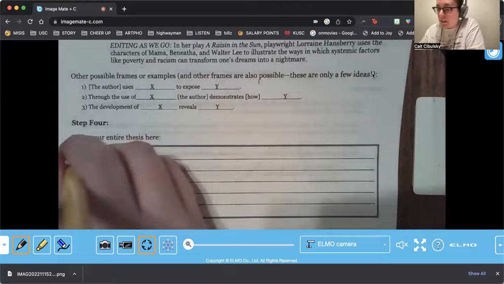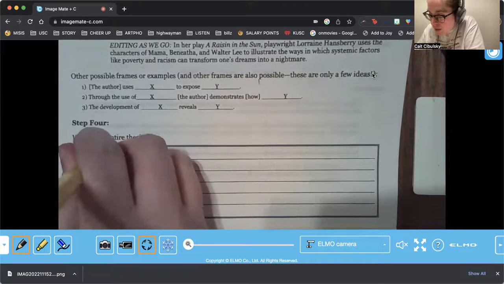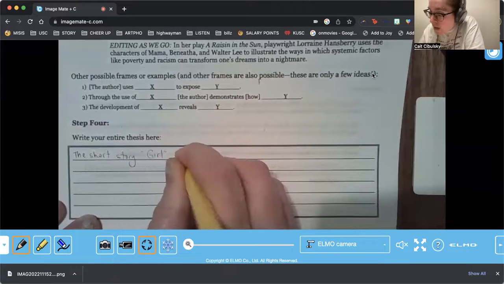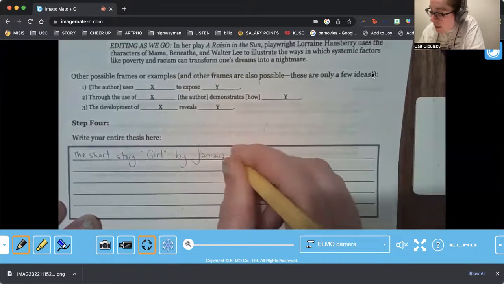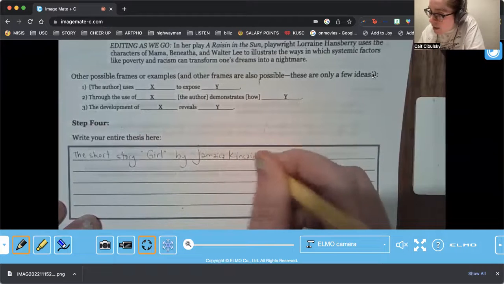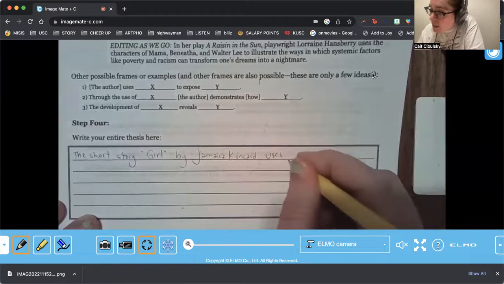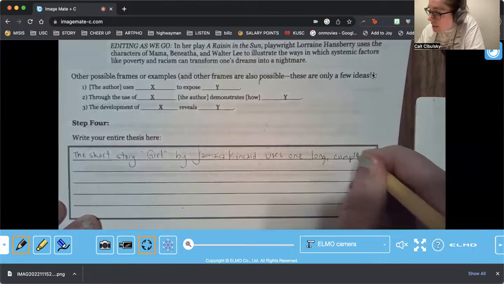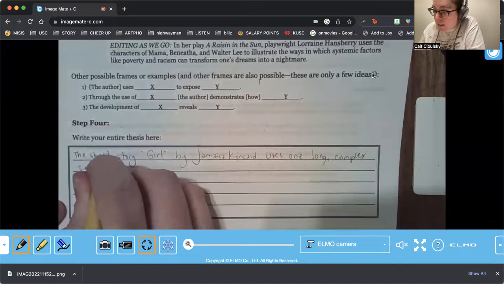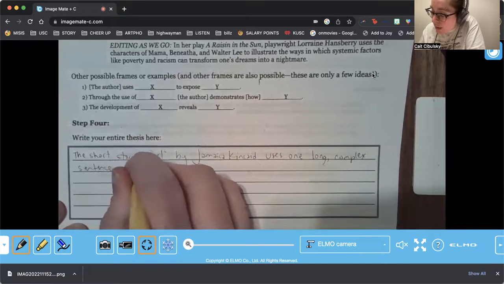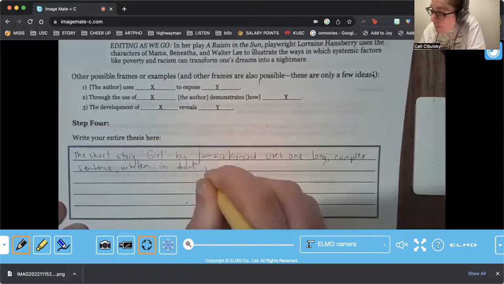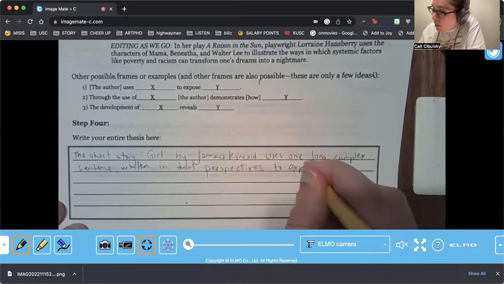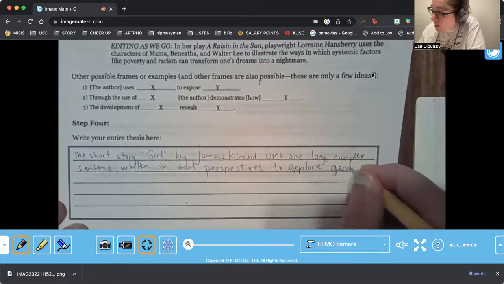Okay, so I'm going to copy this down here for step 4. Step 4, write your entire thesis here. The short story Girl by Jamaica Kincaid uses one long, complex sentence written in dual perspectives to explore gender roles.